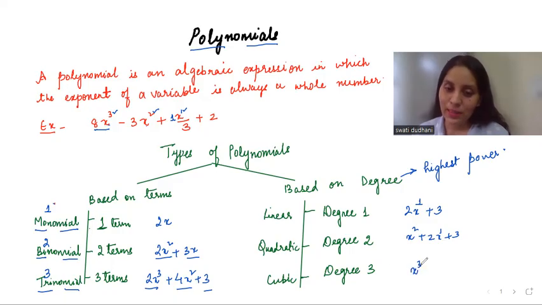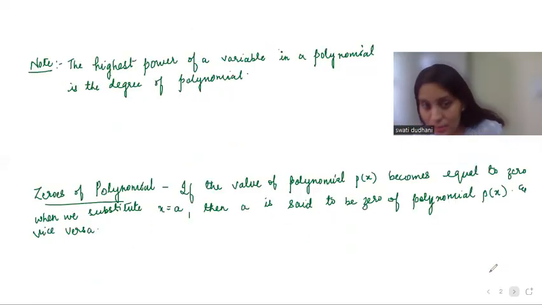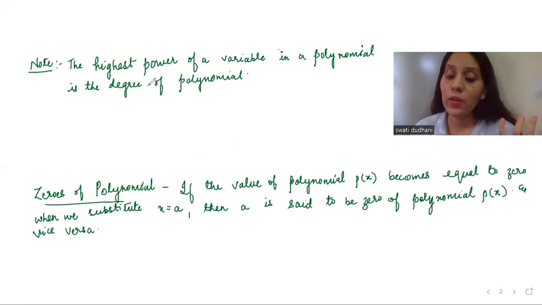For example, x cube plus 2x square plus 4x plus 3. Here I have 3 to 1 as my powers, but the highest power is 3 and hence the degree is 3 and hence it is known as cubic polynomial. So this was about what a polynomial is and what are the types of it. Now next up is degree of a polynomial.